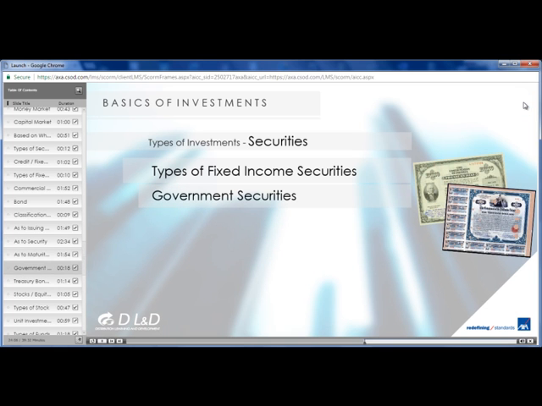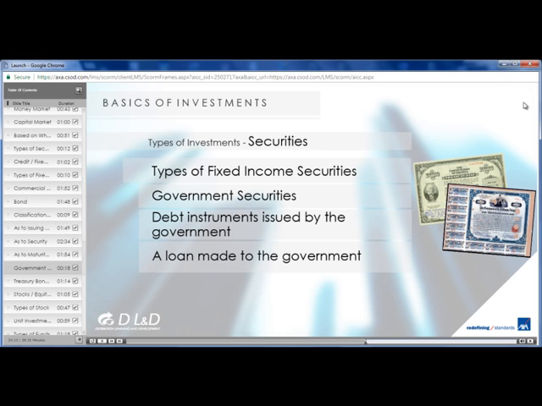Government securities. Government securities are debt instruments issued by a government to raise capital. It is a loan an investor makes to a government. The government, in return, pays interest on defined dates, and the principal is returned when the maturity date is reached.